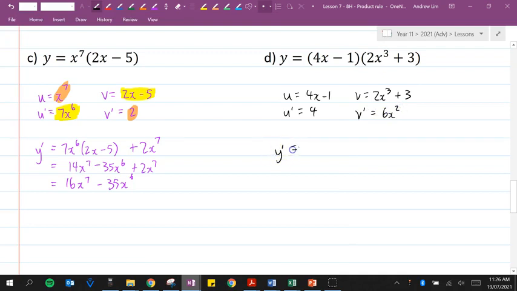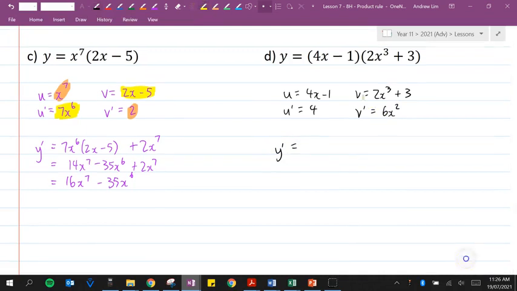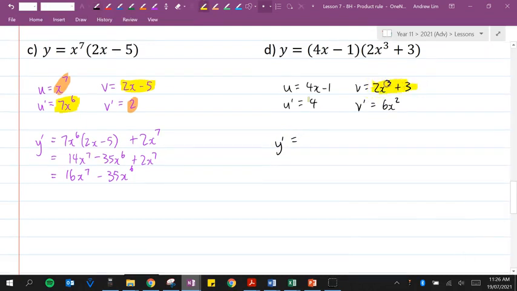So y dash is equal to vu dash, those two times together, which is 4 lots of 2x cubed plus 3, plus uv dash, these two times together, which is 6x squared times 4x minus 1.